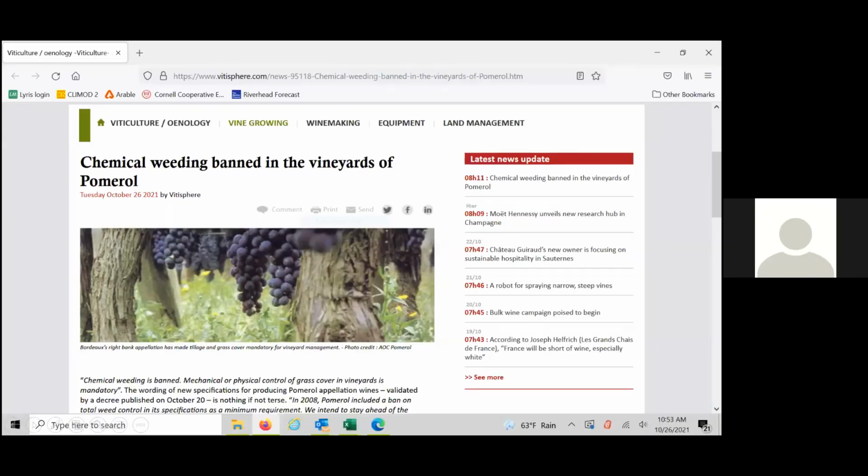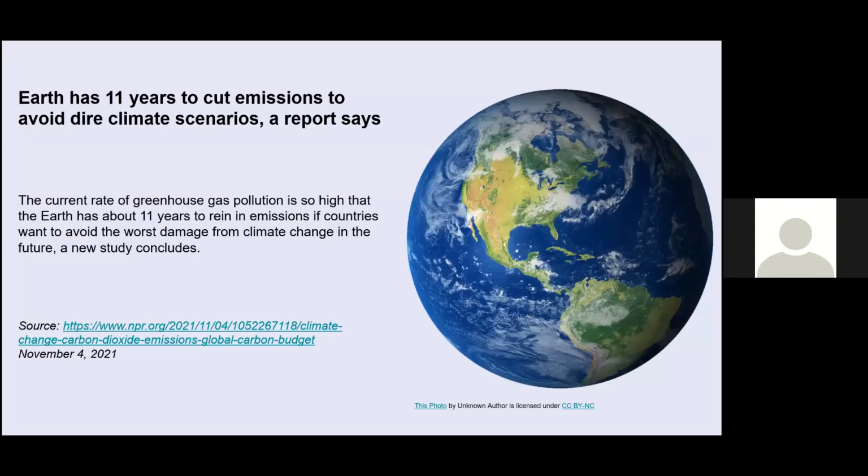And this is a screenshot of something I just saw recently: chemical weeding banned in the vineyards of Pomerol. And there were some other regions in France that were doing this as well. And I think this kind of movement is gaining momentum. There are a lot of concerns about not only herbicides in general, but things like Roundup and paraquat. And I don't need to go into those specifically, but you know what I mean.